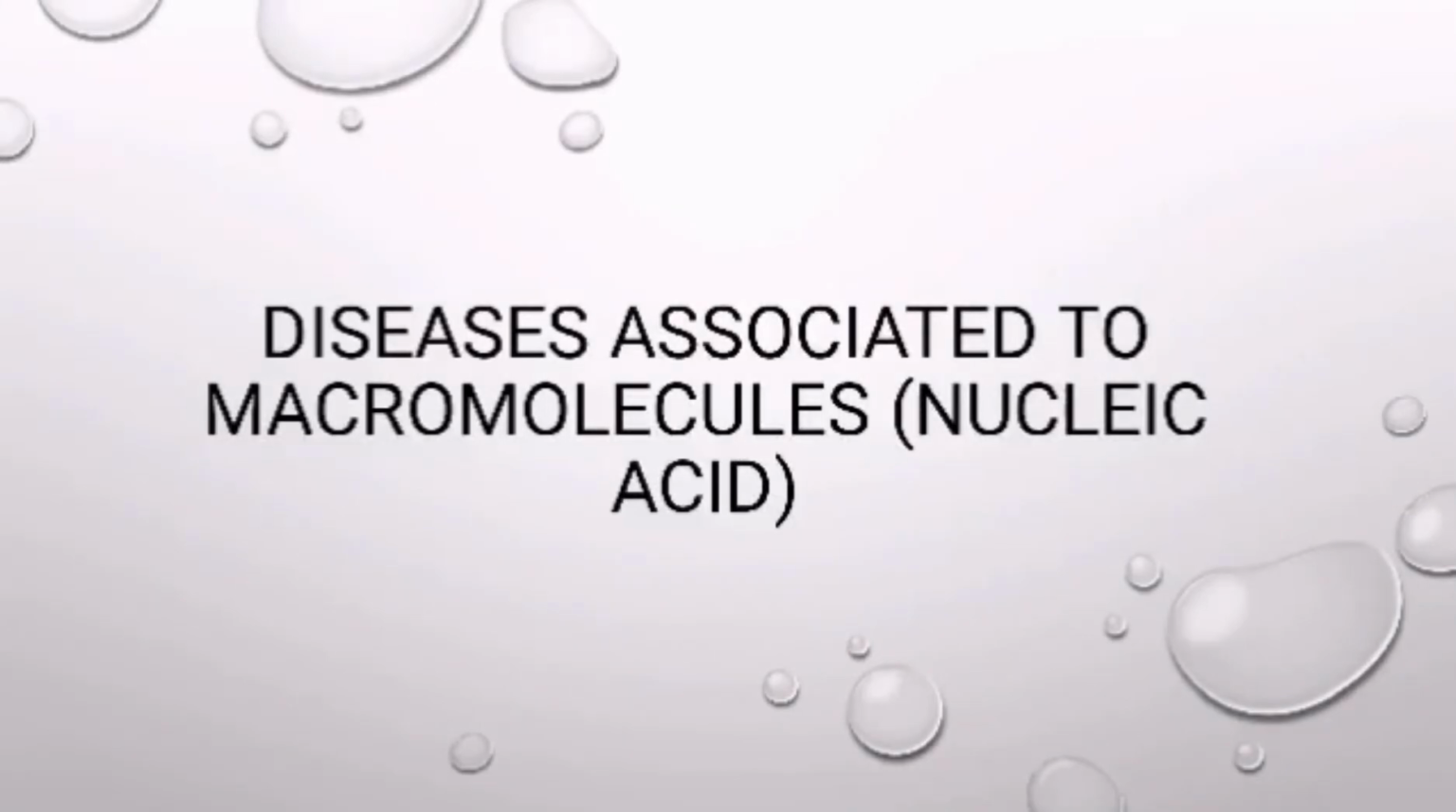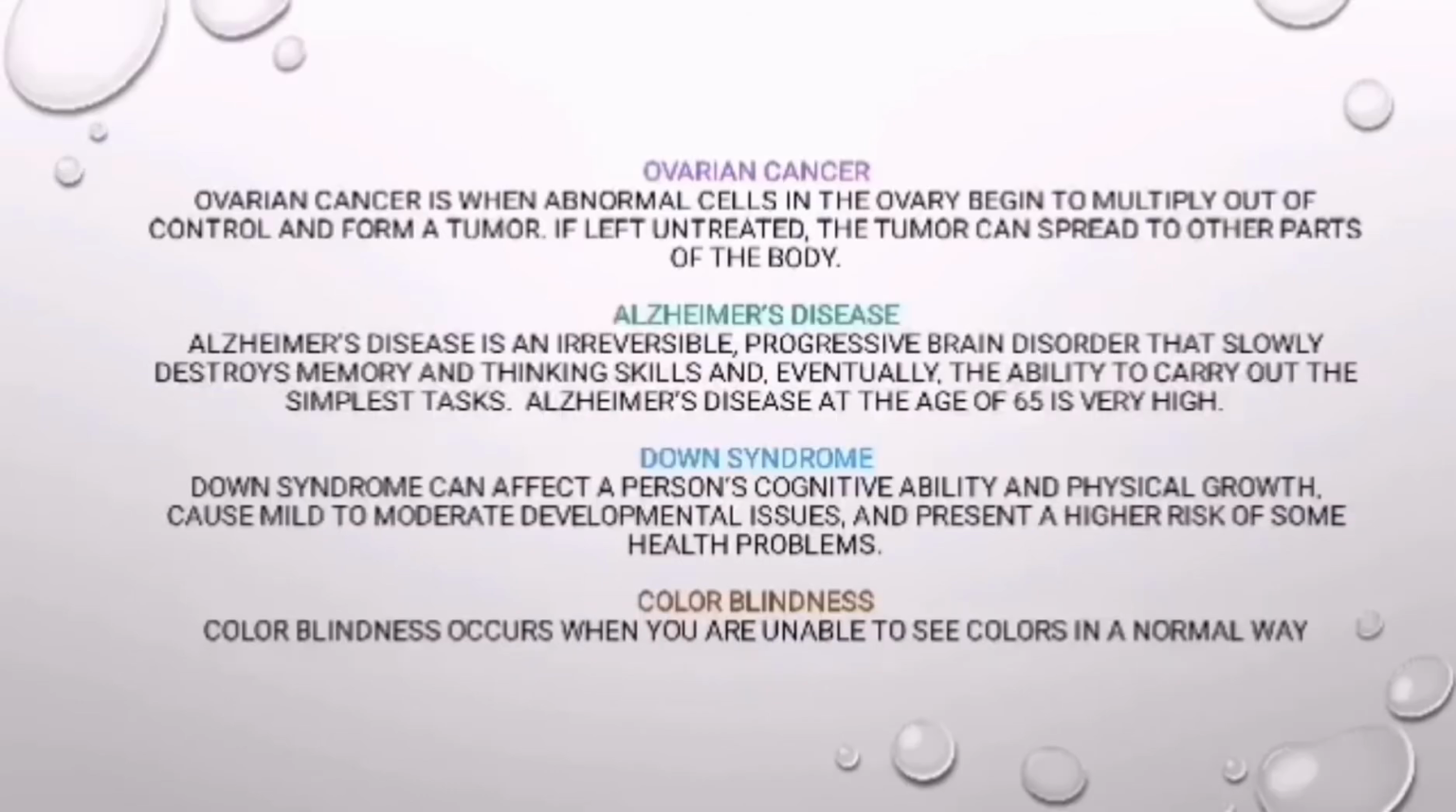These are the diseases associated with macromolecules, nucleic acid. The first one is ovarian cancer. Ovarian cancer is when abnormal cells in the ovary begin to multiply out of control and form a tumor. If ovarian cancer is differentiated, the tumor can spread to other parts of the body.